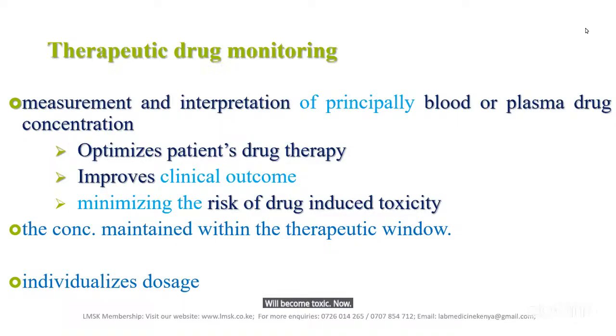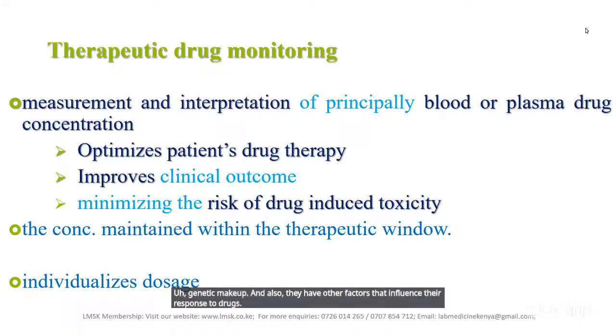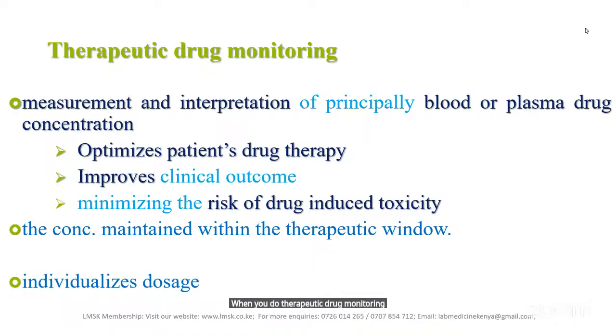Now, when you do therapeutic drug monitoring, you want also to make sure that the drugs that you are giving to a patient are maintained at concentration within what we call therapeutic window. Then lastly, because different patients have different genetic makeup, and also they have other factors that influence their response to drugs, when you do therapeutic drug monitoring, because it will be individual based, it will also individualize dosage without generalizing.